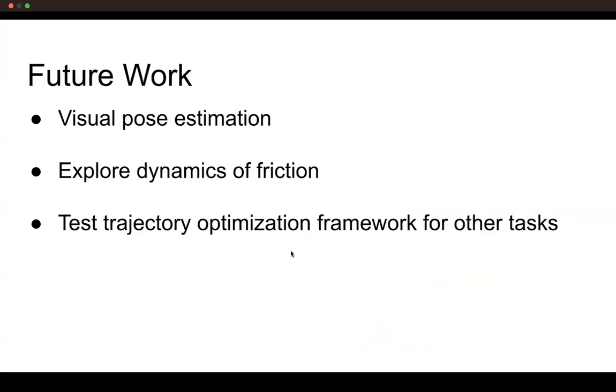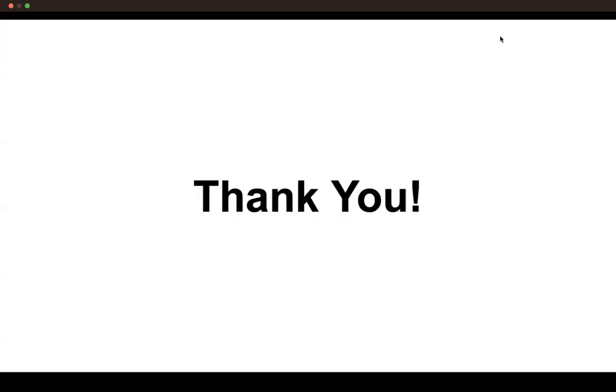Looking forward to future work, we want to include visual pose estimation, which we can do by implementing an RGBD camera to generate a 3D point cloud. We can also model the gripper friction and release dynamics more accurately, which will improve the accuracy of our system. And finally, we also want to test the trajectory optimization framework for other tasks, such as pushing a chair or rolling a ball. Thank you.